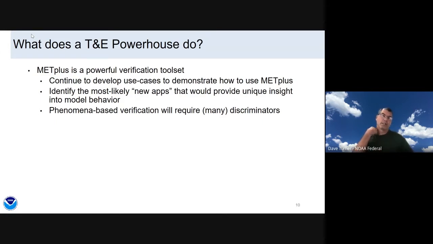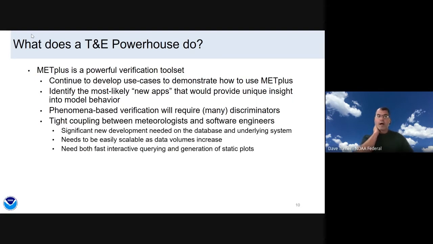So that's going to lead to, next click please, that we're going to need to have this tight coupling continuing between the meteorologists and the model developers and our software engineers, because we're going to need to have new development on a database and the underlying processing system. We need it to be fast and quick. It needs to be scalable as these data volumes increase.